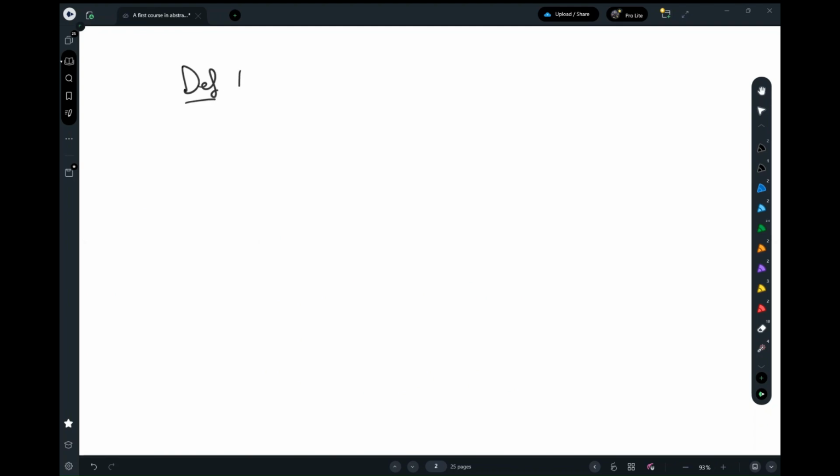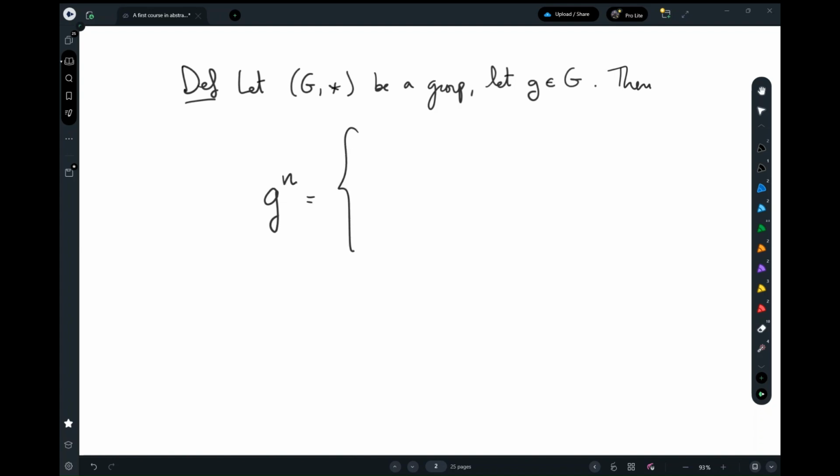So, definition: let (G, *) be a group. Let g be an element of the group. Then what I want to set up is notation. What does g to the n mean in my group? First, it's just e if n is 0. If n is a positive integer, it's just going to mean g * g * g * ... * g, where this is g, n times.